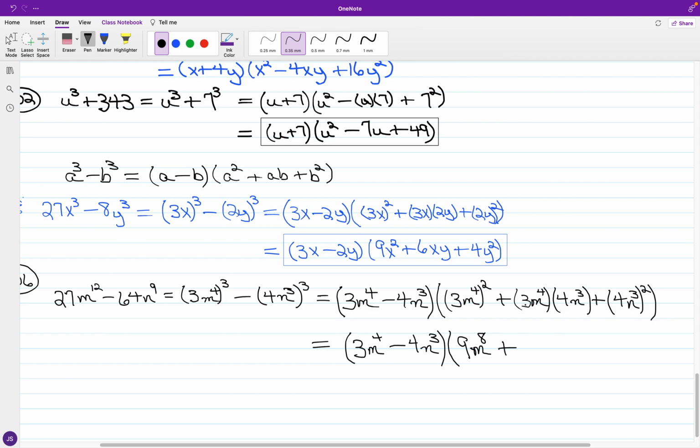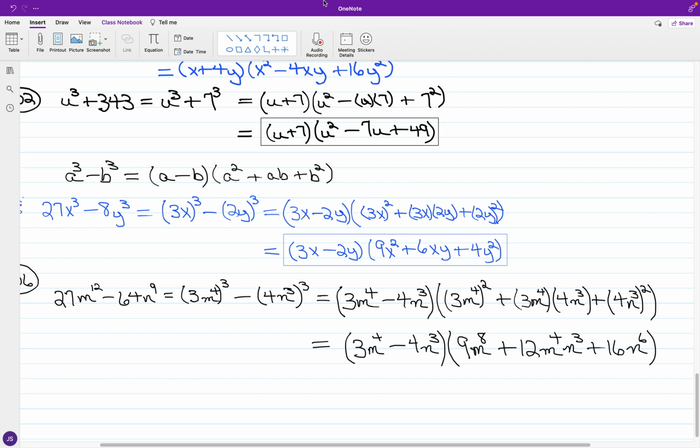Then we have plus, 3 times 4 is 12, m to the 4th, n to the 3rd. And for the square of 4n cubed, 4 squared is 16. And for the square of n cubed, we're looking at n to the 3 times 2, that's going to be n to the 6th. And this will be the factorization of what we have with this particular difference of cubes.